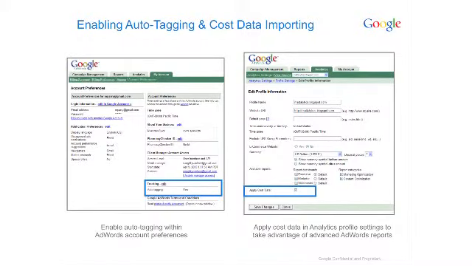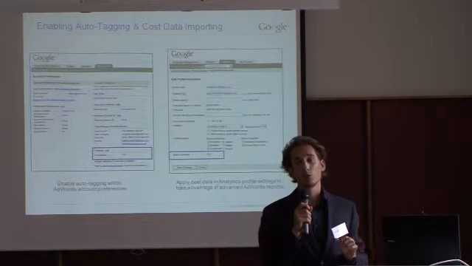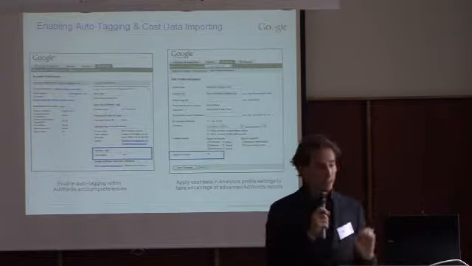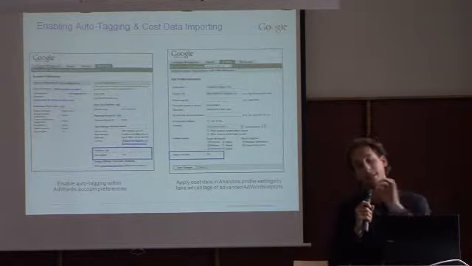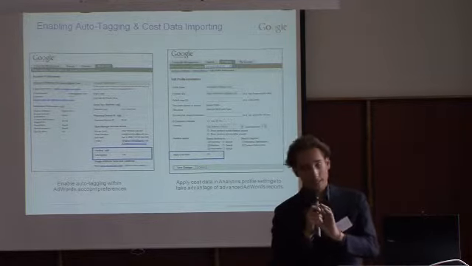Then there are two manipulations you have to do in the settings that are also very important. There is the fact of enabling auto-tagging, I will immediately give some words of explanation, and then applying cost data. Enabling the auto-tagging is something that you do in the settings of your AdWords account. The cost data is something that you do in the Analytics tab.